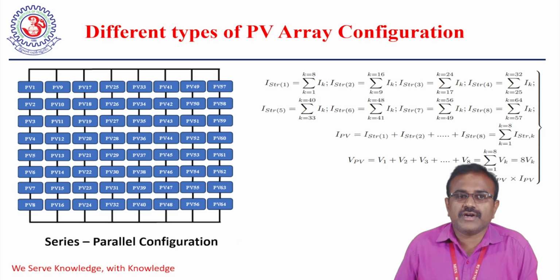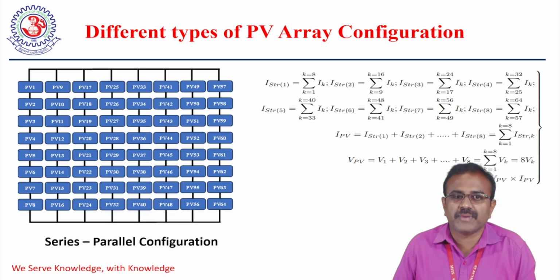So these are the different types of PV array configurations. There are 4 different configurations: one is series parallel, another one is bridge link configuration, third one is honeycomb configuration, and fourth one is the proposed total cross tied configuration. Today we are going to discuss different types of PV array configurations. First one is the series parallel configuration.